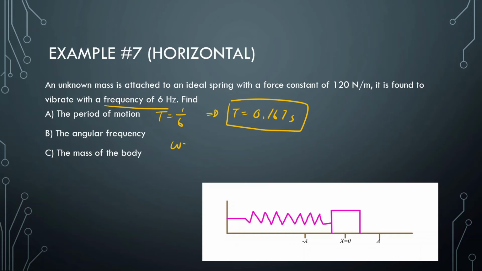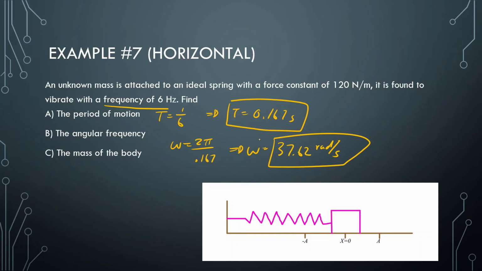So angular frequency. Again, 2 pi divided by period. We found period as 0.167. And this is going to give us an angular frequency of 2 times pi divided by 0.167, around 37.62 radians per second. And now what is the mass of the body?